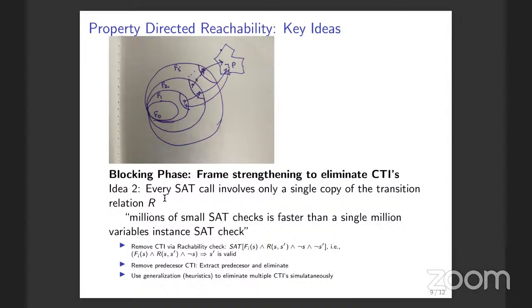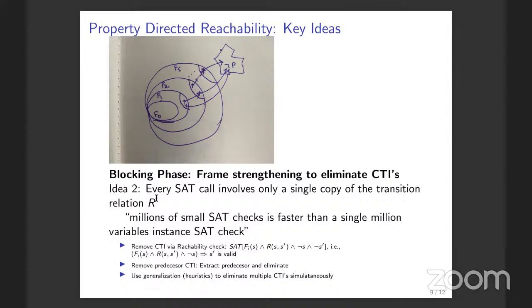Okay, but the other idea, and that is the reason why it keeps track of multiple frames and not a single candidate. The idea is every SAT call that it uses in the process involves only a single copy. It is a SAT call involving a formula which has a single copy of the transition relation. That is the idea it is trying to exploit.